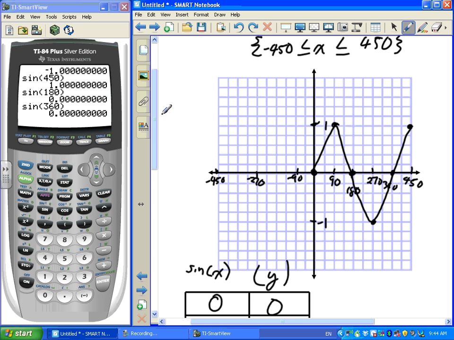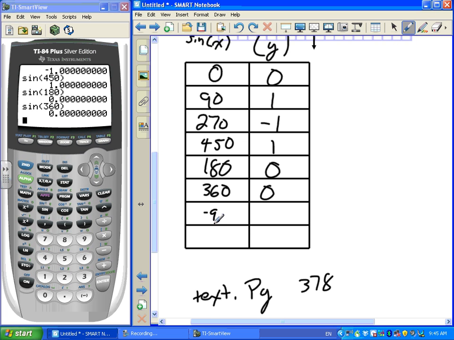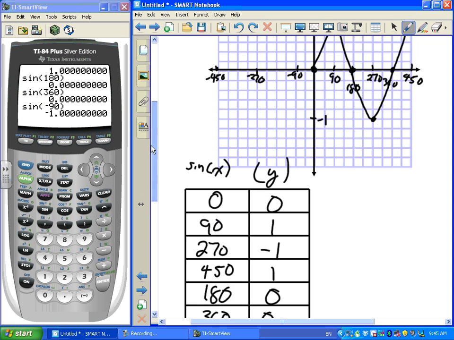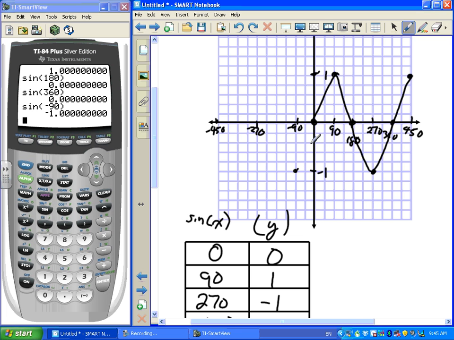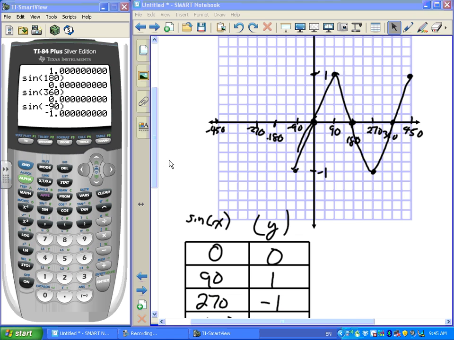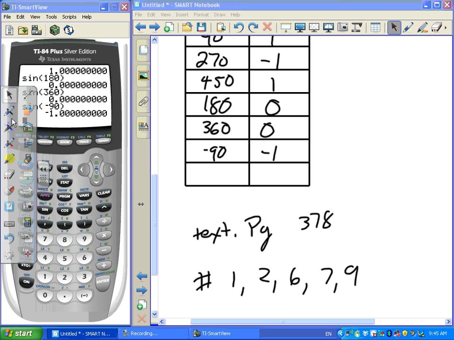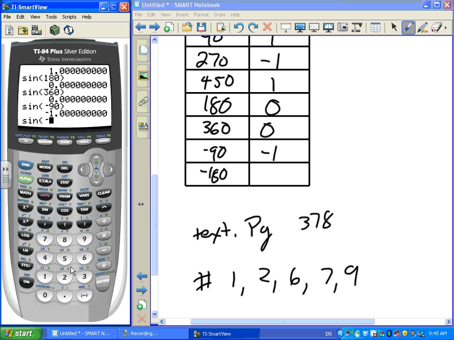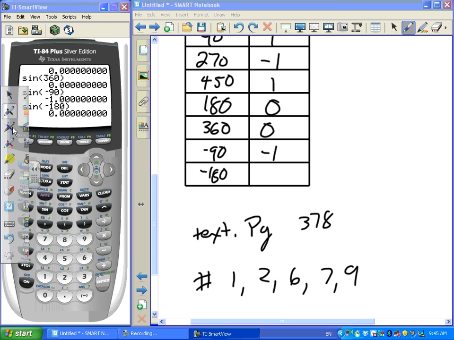Okay? But they've asked us to go from -450. So I'm going to try -90. Sine is -90. What am I at? -1. What about, let's go to the point in between. -180. What's -180 going to be? Anyone know? Back at 0 again.